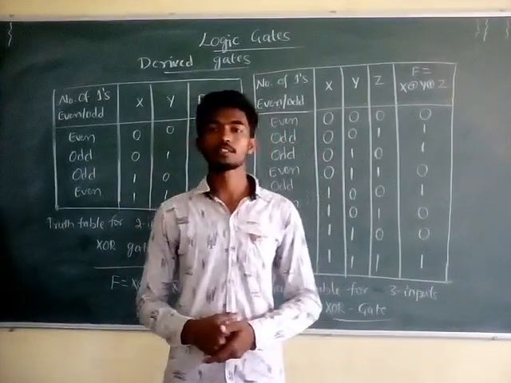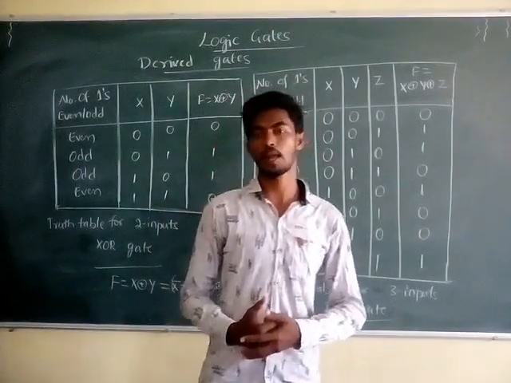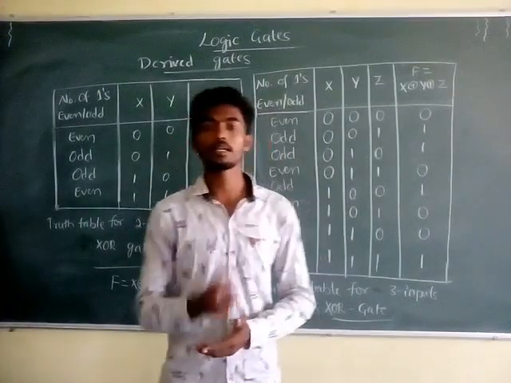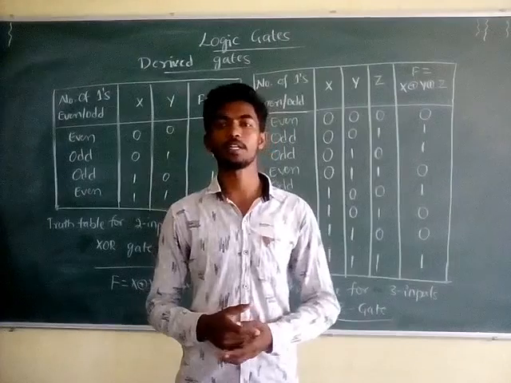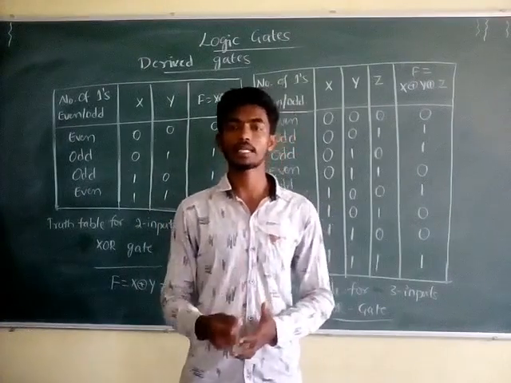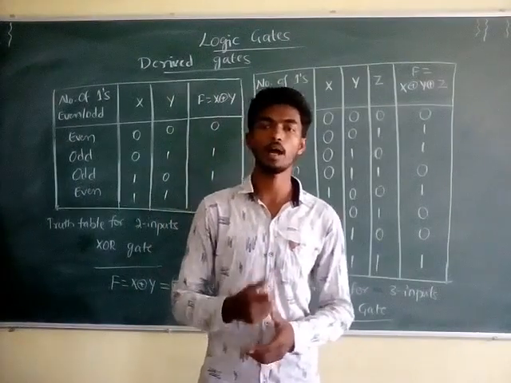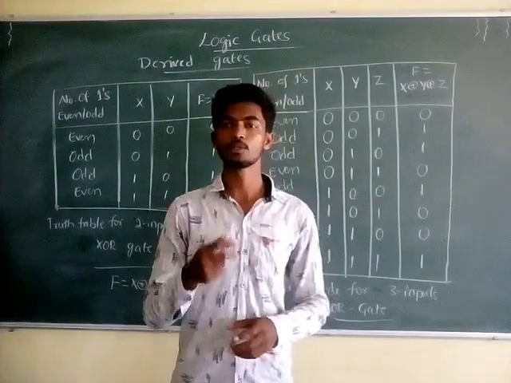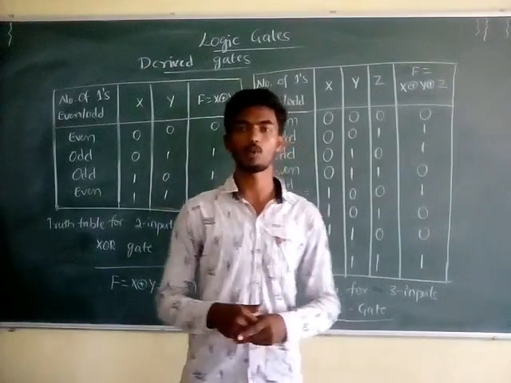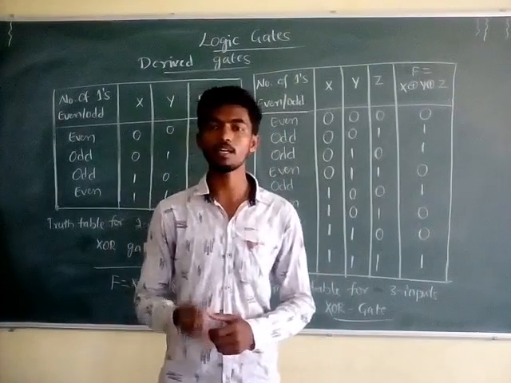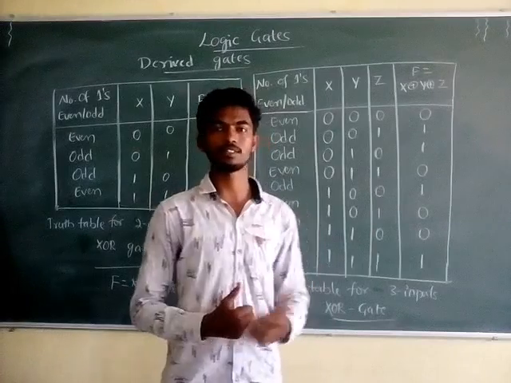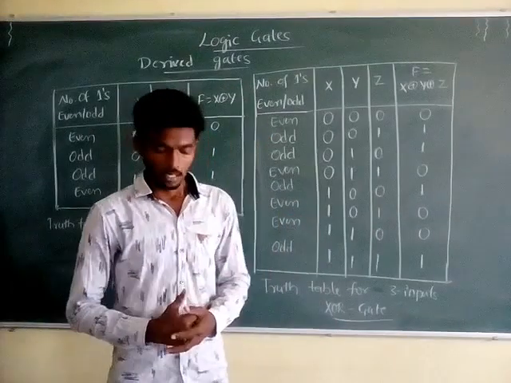In the last video lecture, we were discussing the derived gates in the logic gates chapter, where we have four different types of derived gates: NAND gate, NOR gate, XOR and XNOR. In the last video, I explained two types of derived gates, the NAND gate and the NOR gate. Today in this video lecture, we are going to discuss the XOR gate.